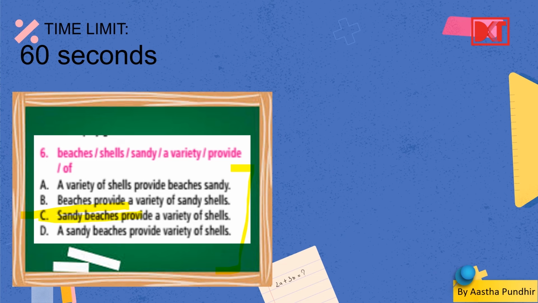Correct answer is C. Sandy beaches. Why? Because the adjective sandy suits with beaches and not shells. Beaches are sandy, shells are not sandy. Right, so the correct answer is sandy beaches provide a variety of shells.